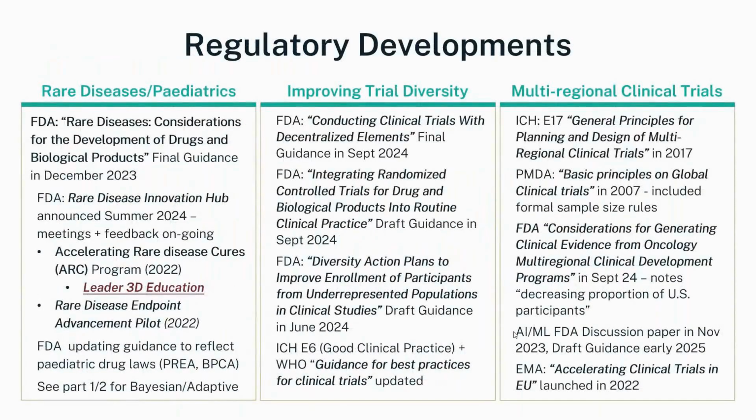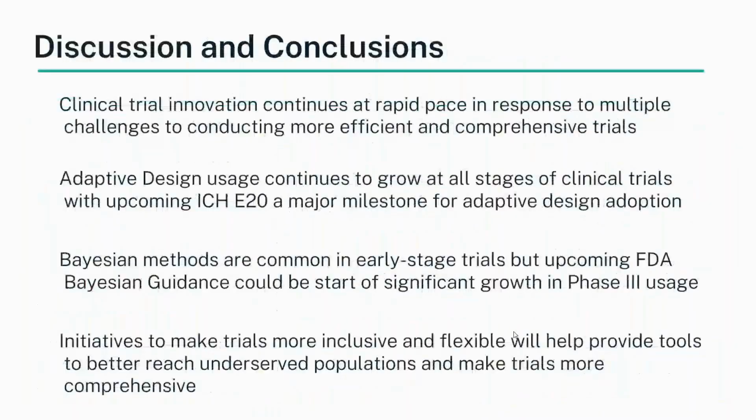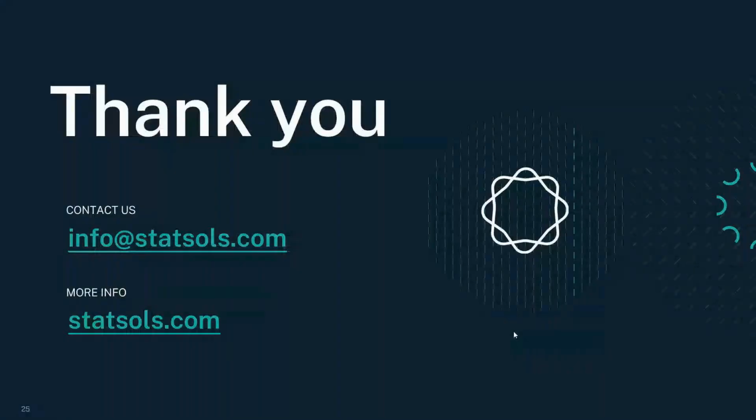And this is just a review of some of these areas as well. This is actually from last year's webinar, if you're interested in a high-level overview of each. In terms of discussion conclusions, clinical trial innovation continues at a rapid pace in response to multiple challenges to conducting efficient and comprehensive trials. Adaptive design continues to grow, Bayesian methods continue to grow, and initiatives to make trials more flexible continue to grow as well.